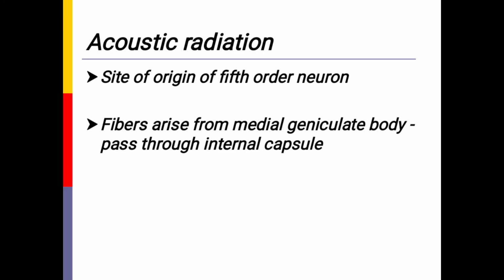The fifth order neurons start from the medial geniculate body of the thalamus, pass through the internal capsule as the acoustic radiation, and finally terminate in the primary auditory cortex.